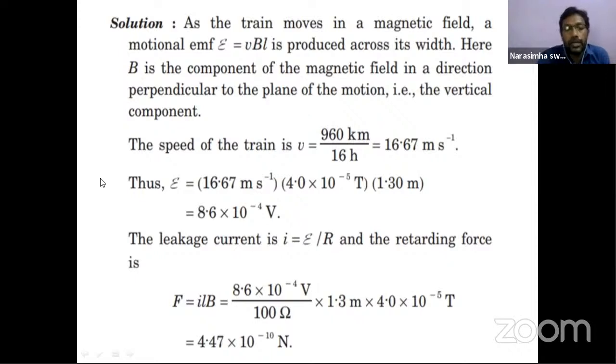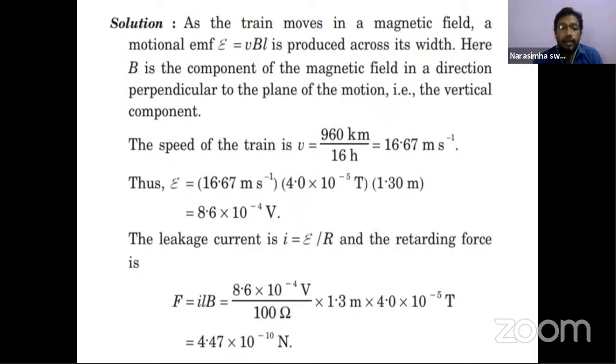Right now, the leakage current, we know the formula I is equal to V by R, and the retarding force means opposing force. The expression for force is BIL. Here B is there, L is there, length is there. Yes or no? So the force acting on the train will be how much? I is how much? Yes, F is equal to BIL.